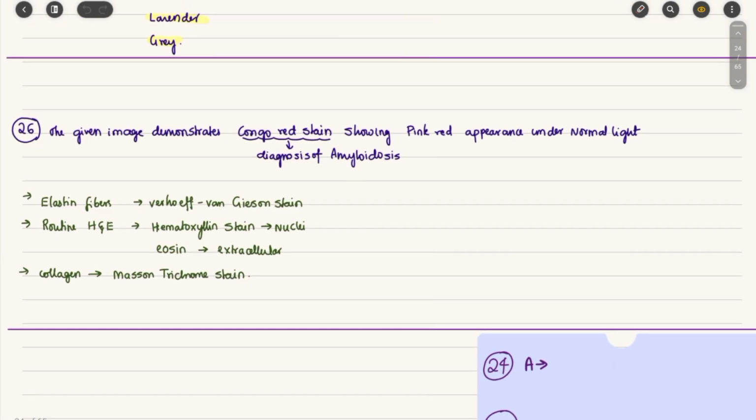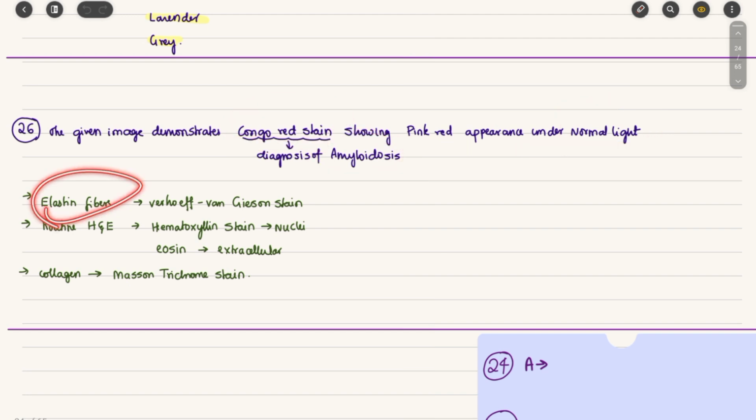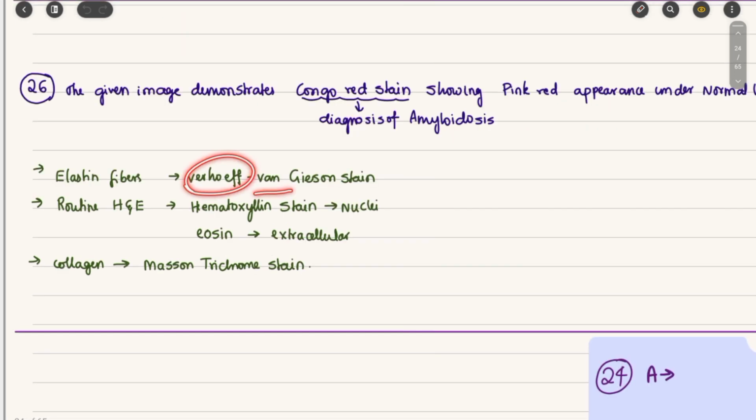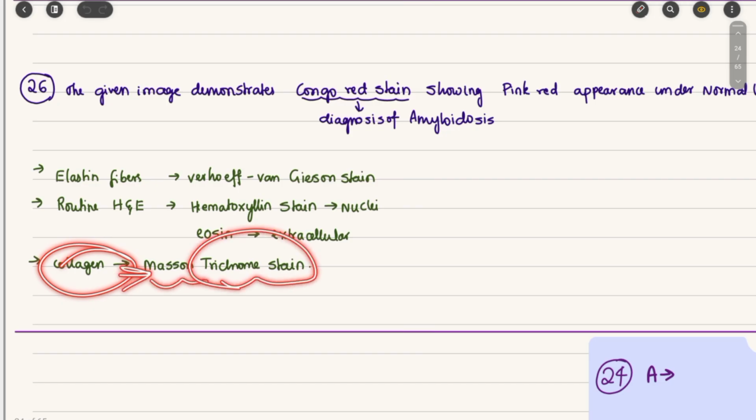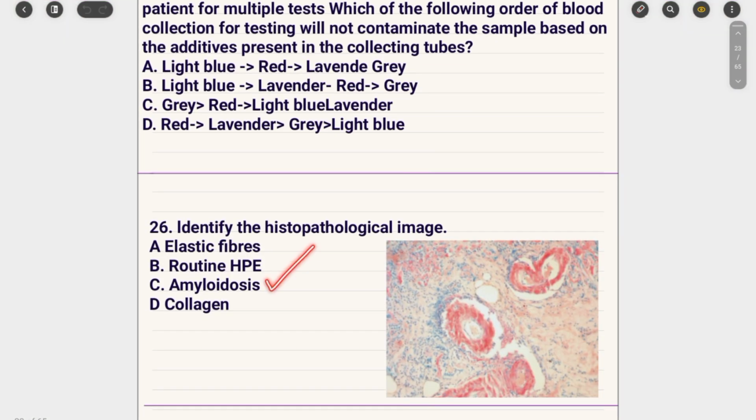The stain used is Congo red stain, showing a pink red appearance under normal light due to the deposition of amyloid. Whereas elastin fibers will have a Verhoeff Van Gieson stain. Whereas routine H&E will have hematoxylin stain for the nucleus and eosin for the extracellular. Collagen uses a Masson trichrome stain, where all in the pathology you can see the Masson. Please comment, okay? Answer is C, Congo red stain.